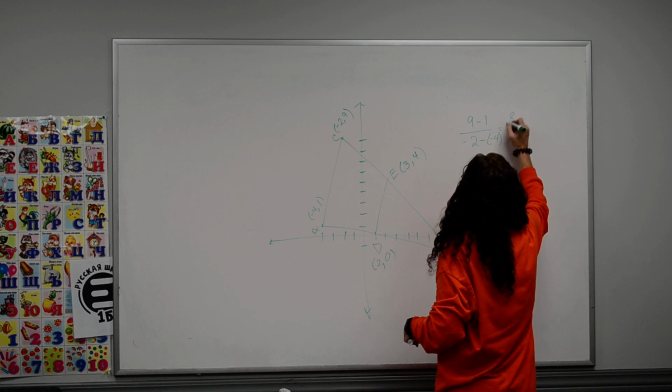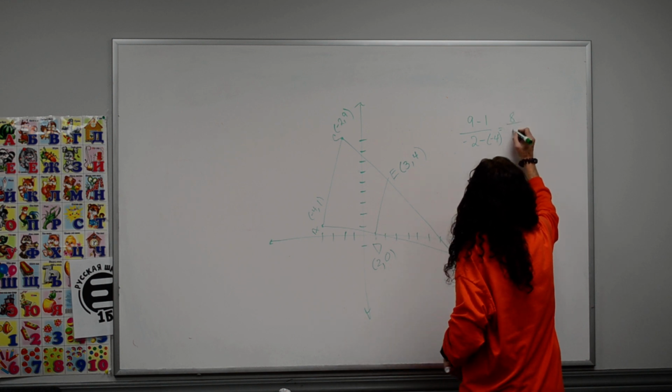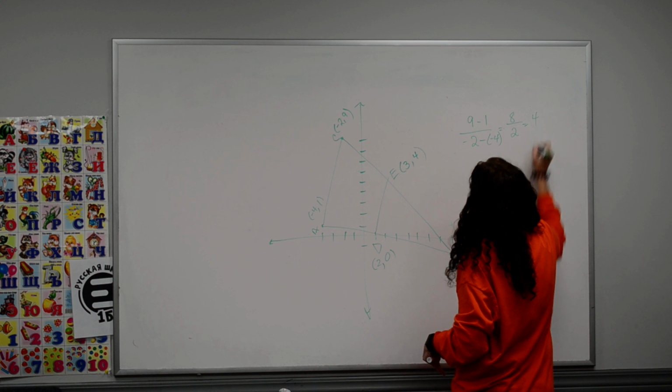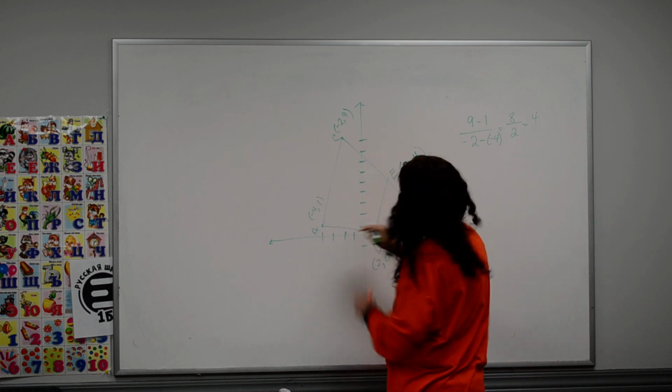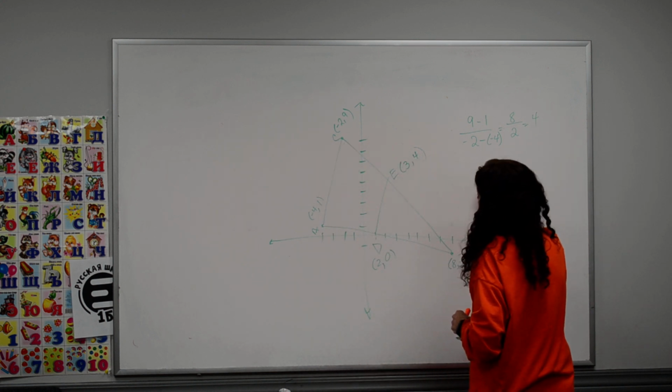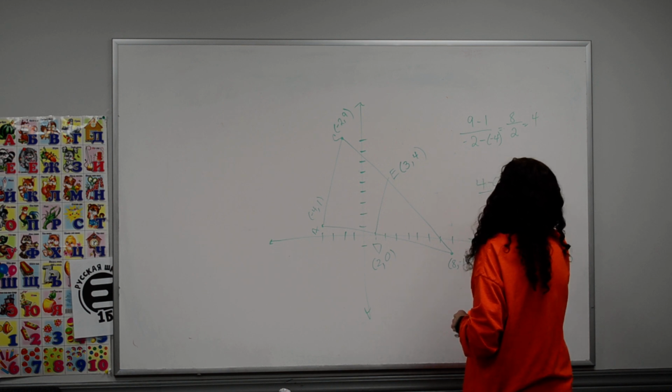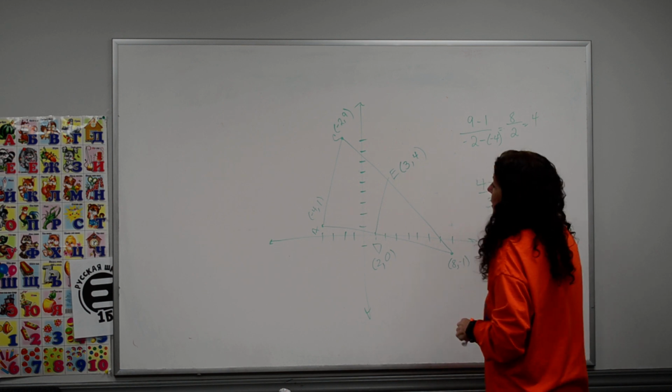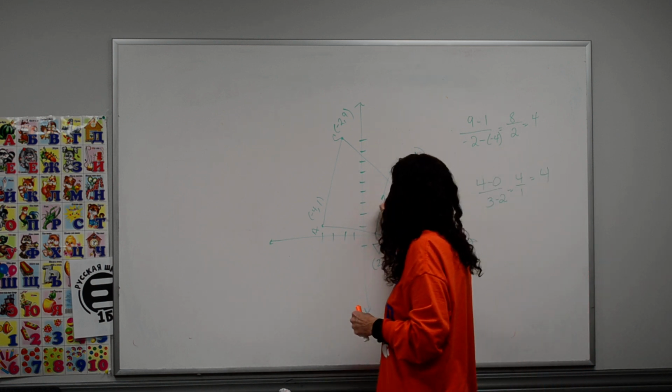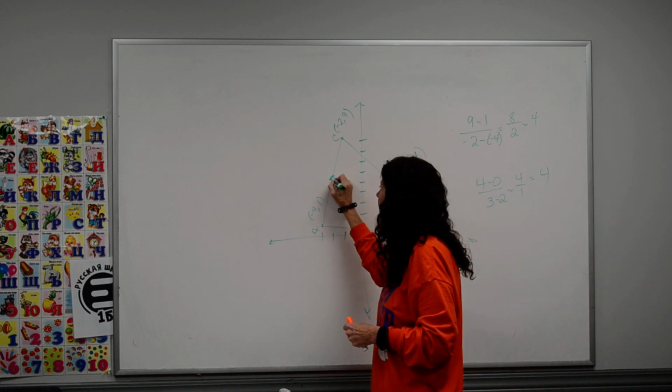So that's going to give me 8 over 2, which will be 4. That's the slope of this. So let's see on this one. 4 minus 0 over 3 minus 2 is 4 over 1, or 4. So yeah, I just verified that that is parallel to that.